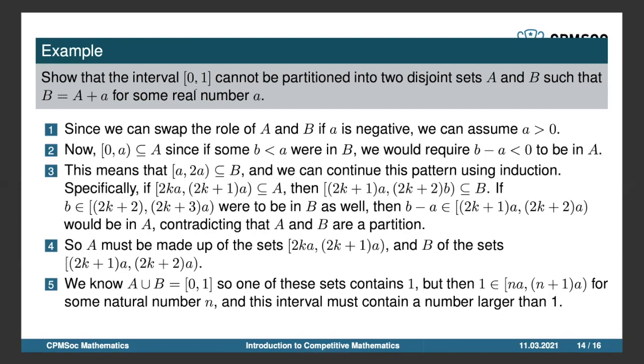But because A and B are both kind of sections, right? They're sections of size a from Na to (N+1)a for some natural number N. And this interval must contain 1 because it's an open interval. So this is the part where we look at the structure of it, right? We've got 1 must be part of this interval, and it's an open interval on the right.